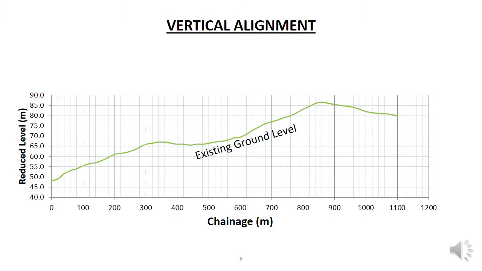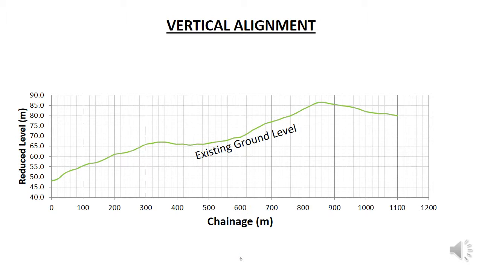The vertical alignment is the shape of the road when viewed from the side and includes the slope of the road. The road needs to have shallow slopes to allow vehicles to climb the uphill sections and not lose control on downhill sections. Once again, you may need to cut through hills and fill in gullies to achieve this.